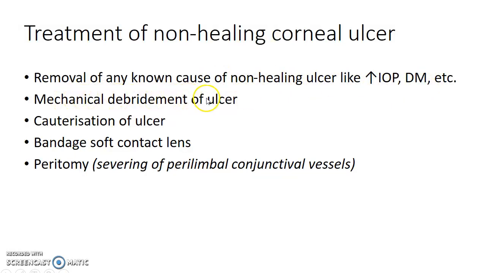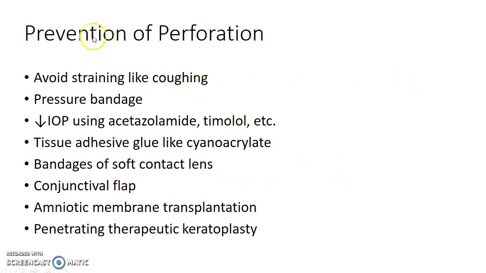Mechanical debridement of the ulcer can be done. Cauterization of the ulcer can be done. Bandage soft contact lens can be given to the patient. Peritomy, that is severing of perilimbal conjunctival vessels, can be done. Now let us see about the prevention of perforation in a case of corneal ulcer. The following steps should be taken to prevent perforation in a case of corneal ulcer.